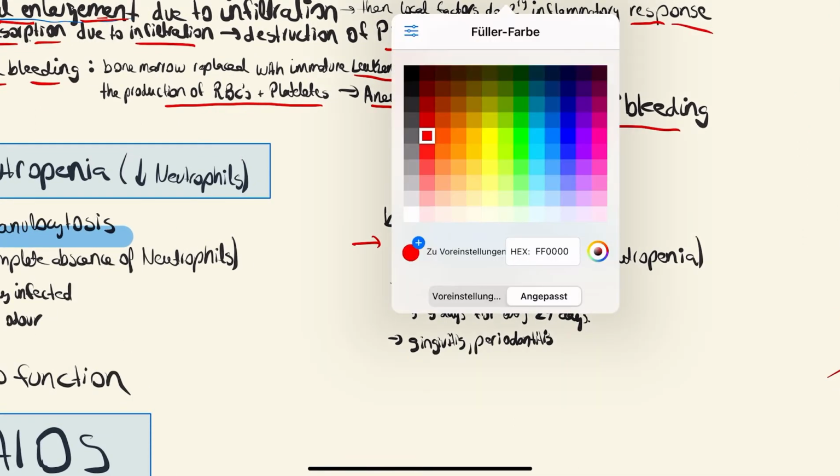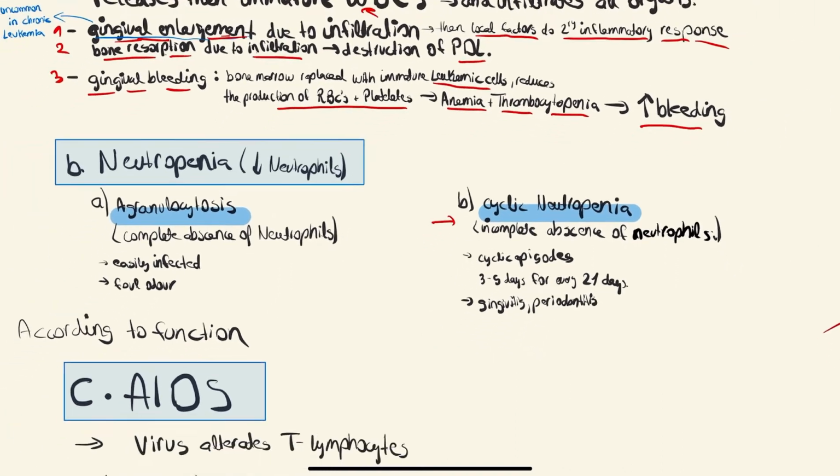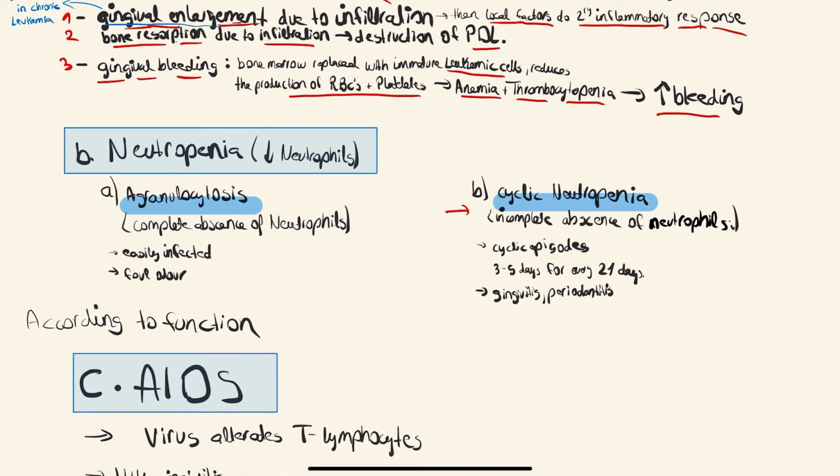Okay, let's take it here. Neutrophils. Then what we have here is agranulocytosis. We have a complete absence. We have no neutrophils. That means we are easily infected. We have foul odor, and we have many reasons, but this is to have a quick understanding of what agranulocytosis is: we are easily infected.